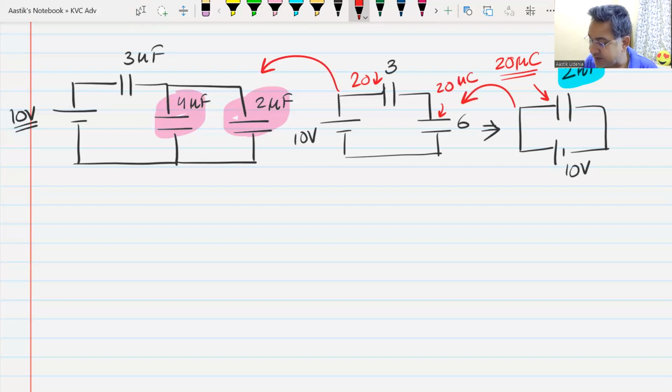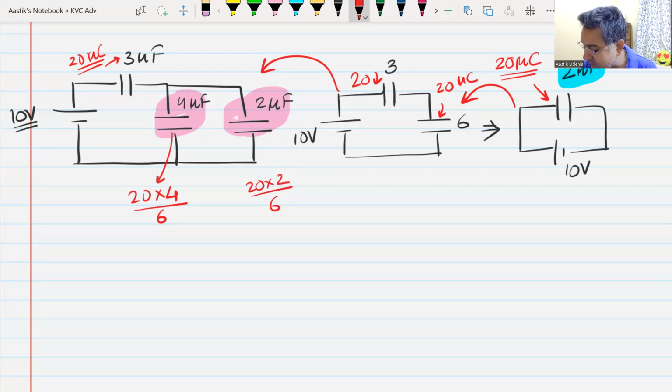Now from here you can jump back to this one. This 3 microfarad will have 20 microcoulomb, but this is a parallel combination. So this 20 microcoulomb will get distributed in the parallel combination. Do we understand this? Yes, sir. So how much charge will this get? 40 by 3 and 20 by 3, sir. 20 into 4 divided by 6. Yes or no? Yes, sir. Direct ratio. And this will get 20 into 2 divided by 6. Do we understand this? Yes, sir. This is the way you have to do this. This is one way of doing it.